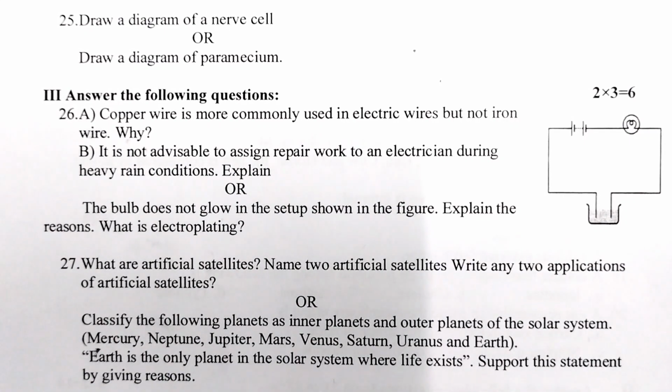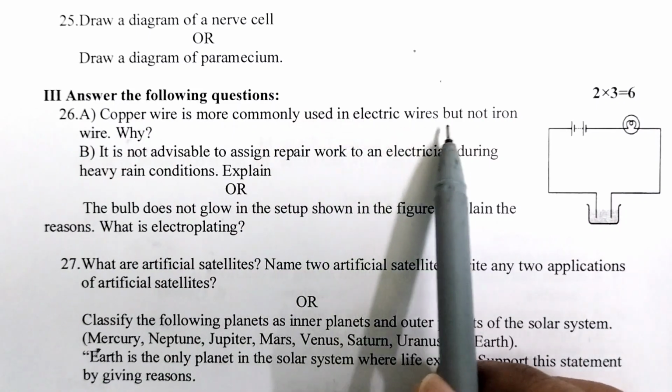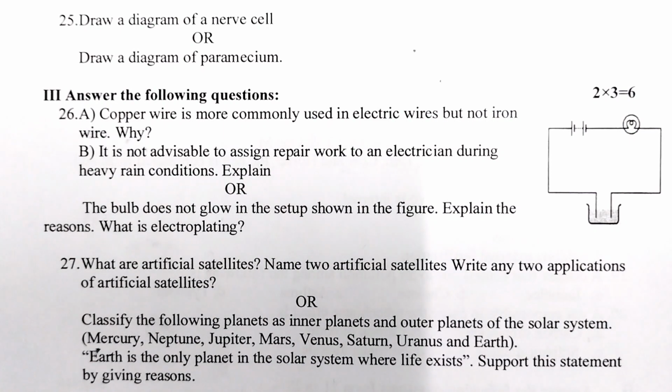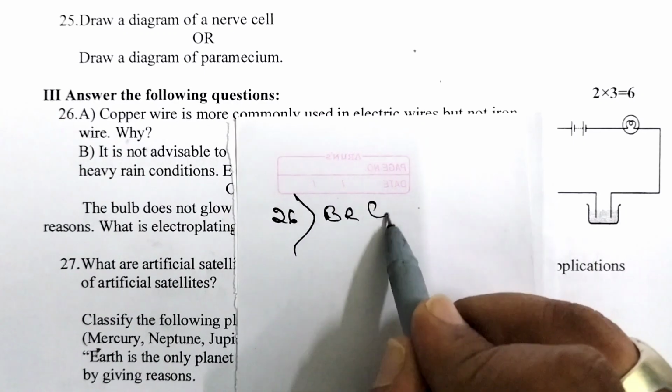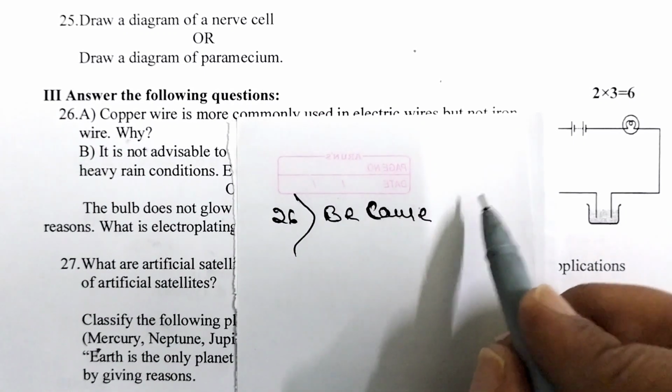In that 26th question, he has given that copper wire is commonly used in electric wires but not iron wire. Why? So now let us first answer the first question. The first question is about copper wire. If they ask for a reason, why, you have to start from because.